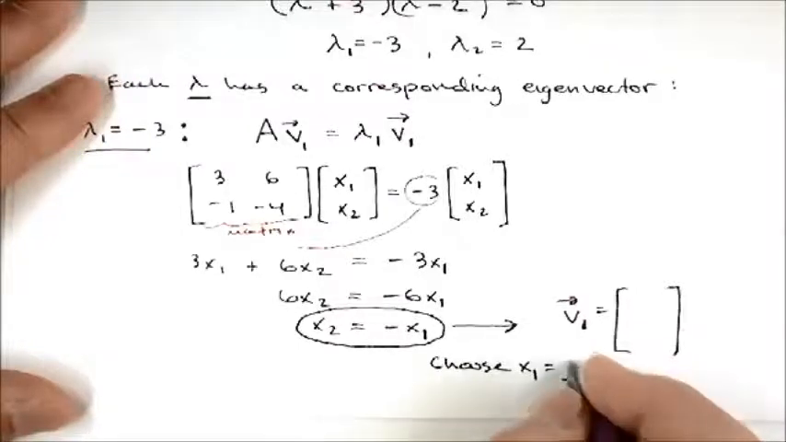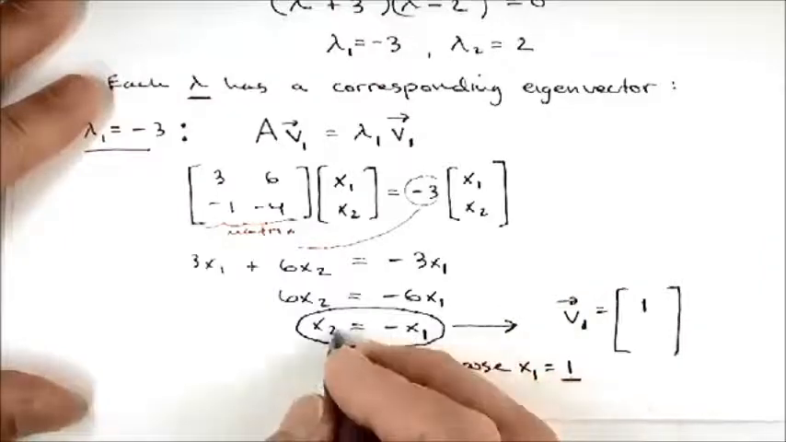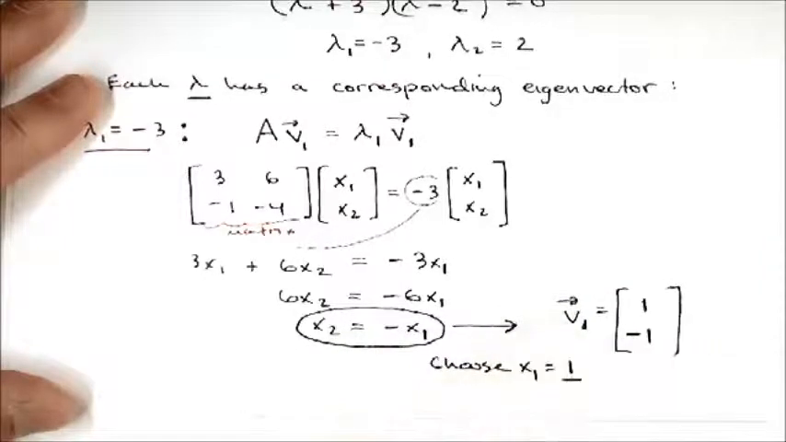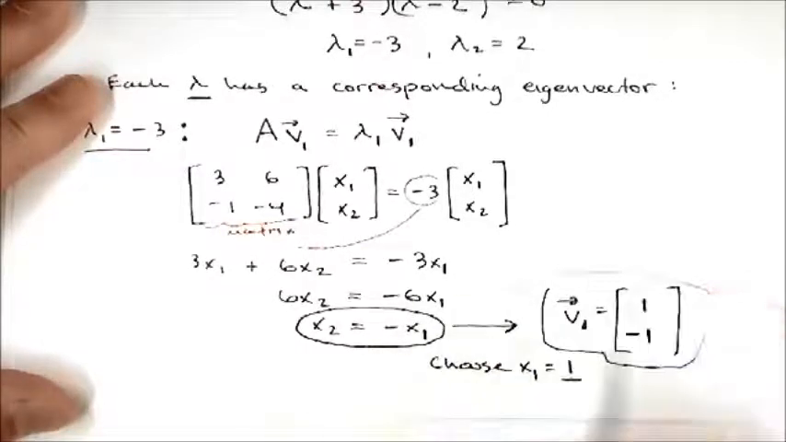For example, if I let x1 be 1, then what would x2 be? x2 would be the negative of 1. It's going to be -1. This is an eigenvector.